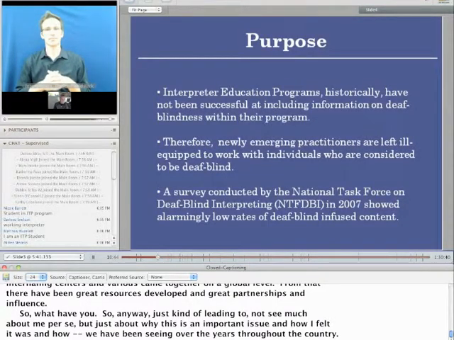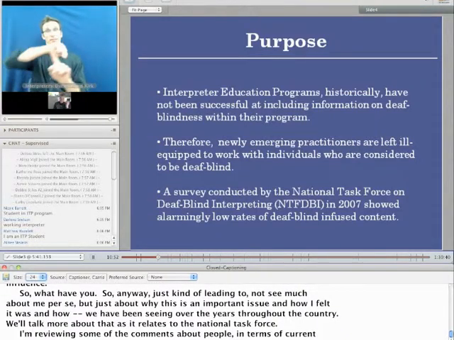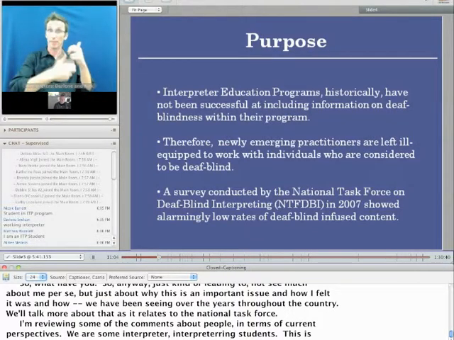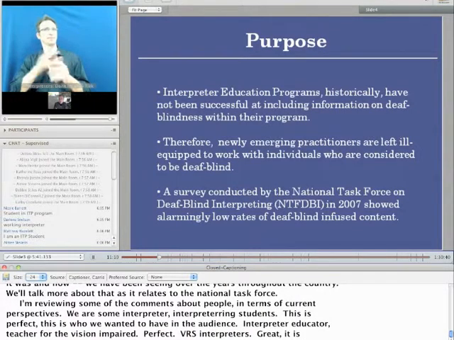I'm reviewing some of the comments about people, in terms of current perspective. So we have some interpreting students. This is perfect. This is exactly who we want to have in the audience. Interpreter educators, working interpreters, teacher for the visually impaired, perfect. VRS interpreters, great. So it's nice to see that we have a broad spectrum of folks who would have influence and where this content would be applicable.